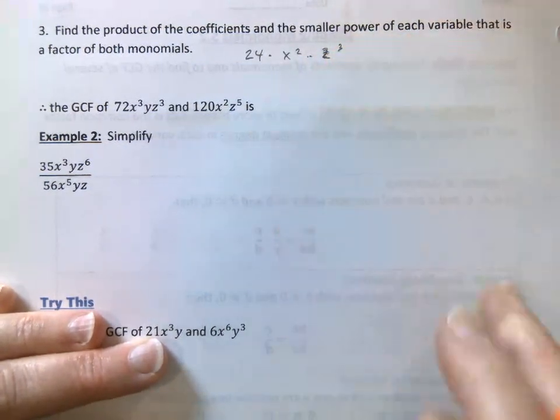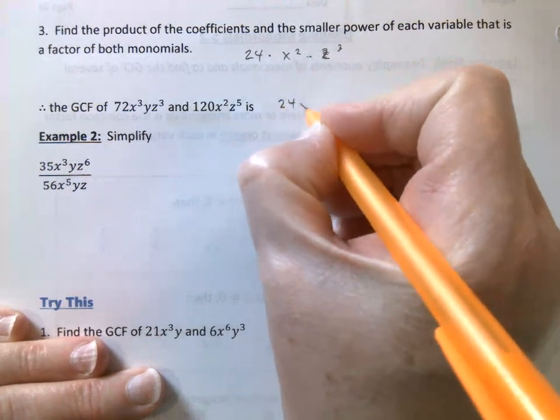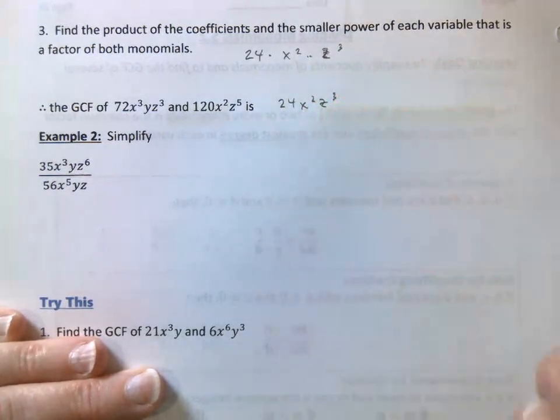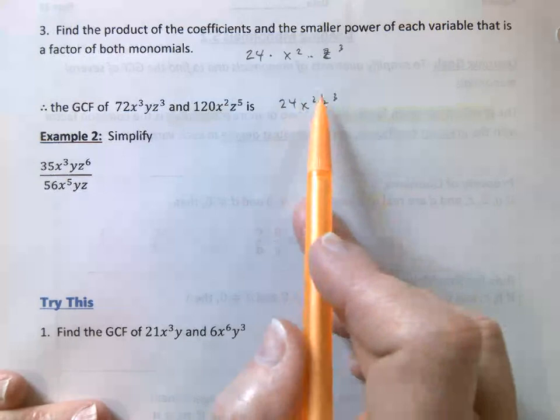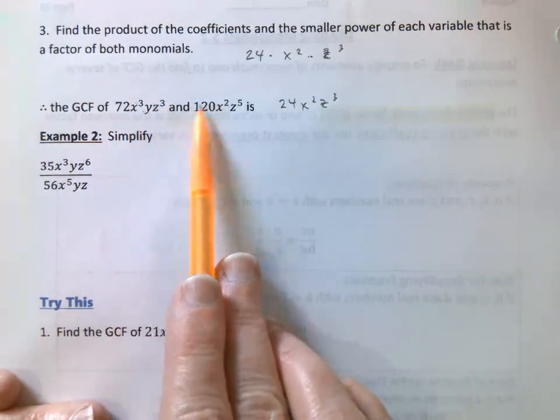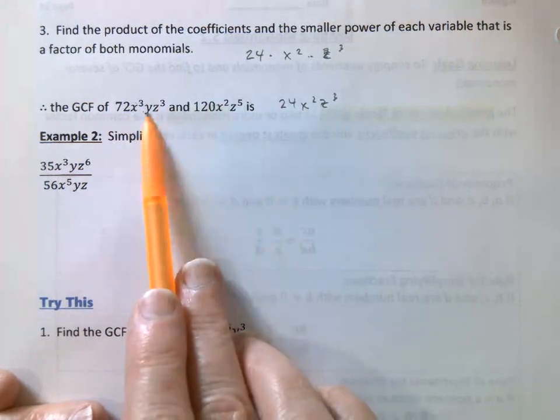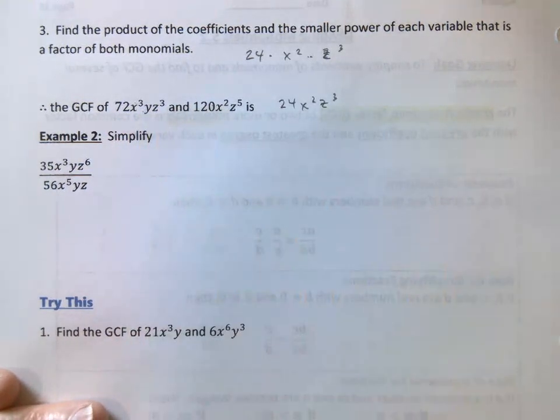Okay, so that's what they have in common. If we multiply it all together, it's just 24x squared z cubed. So that is the greatest common factor of these two. The hard part is finding the greatest common factor of the number. For the variables, all you do is look for the variables they have in common and choose the smallest exponent.